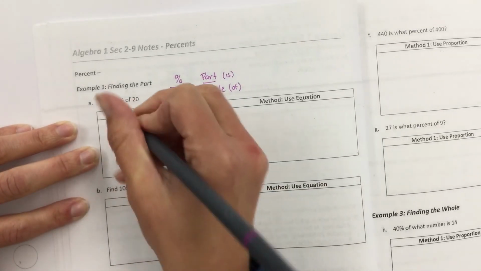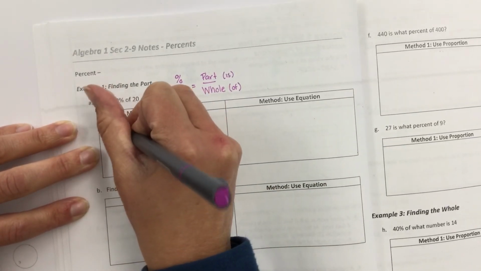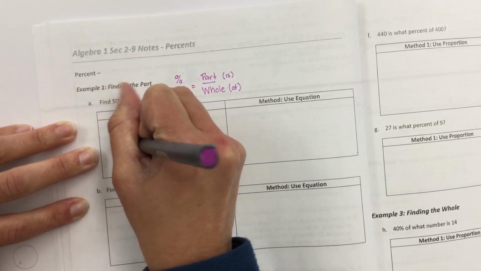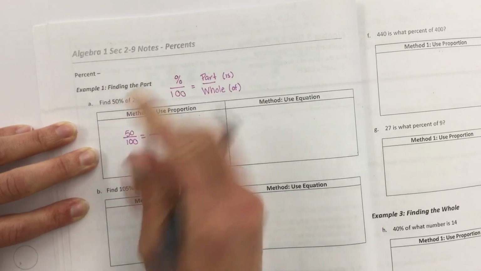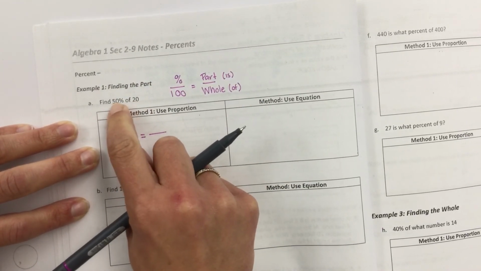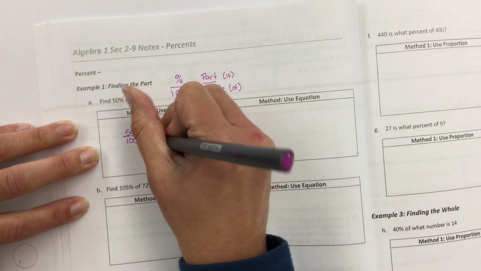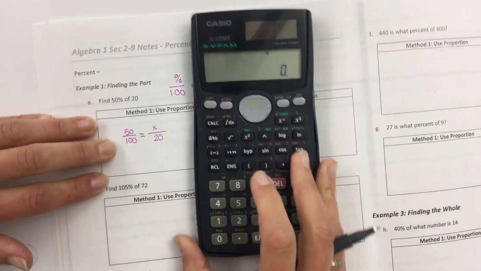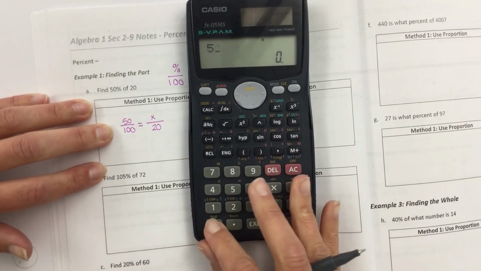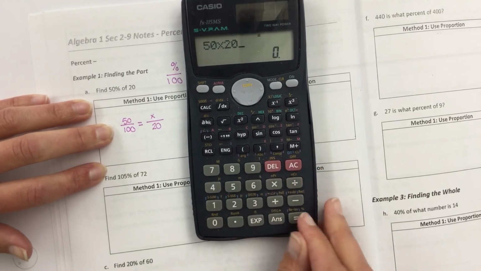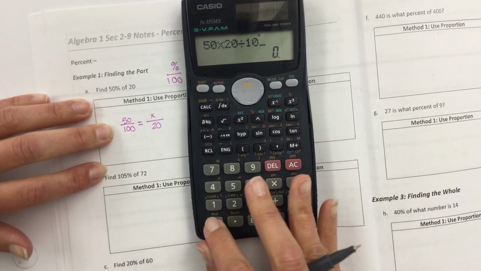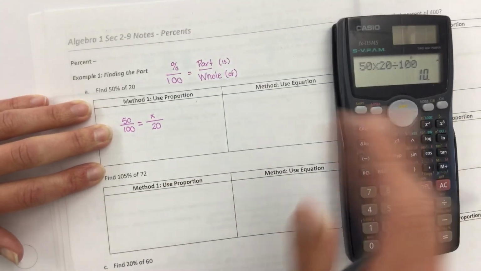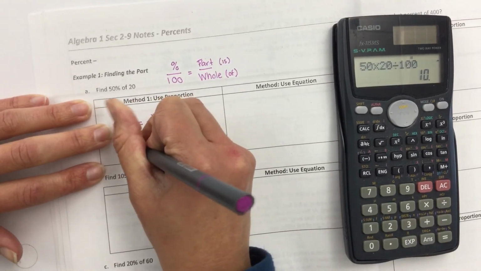So if they give you the percent, you're always going to put that over 100. And it says of 20. So we're taking part of the whole, which is 20. And you need to figure out what that is. Now, we know what 50% is, but I'm just going to show you how this works. So 50 times 20 divided by 100, and we're going to get 10. So x equals 10.